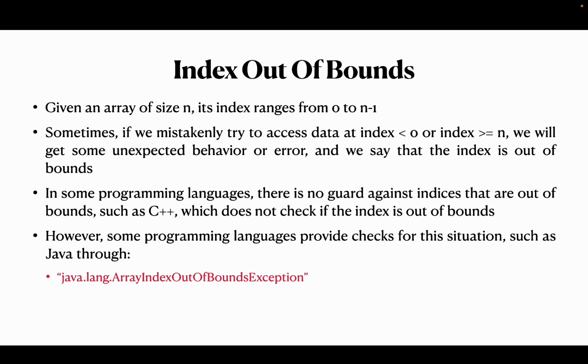And now let's talk about one common exception or error when we're dealing with array problems, that is index out of bounds. Given an array of size n, its index ranges from 0 to n minus 1. Sometimes, if we mistakenly try to access data at an index smaller than 0 or greater than or equal to n, we will get some unexpected behavior or error. And we say that the index is out of bounds.